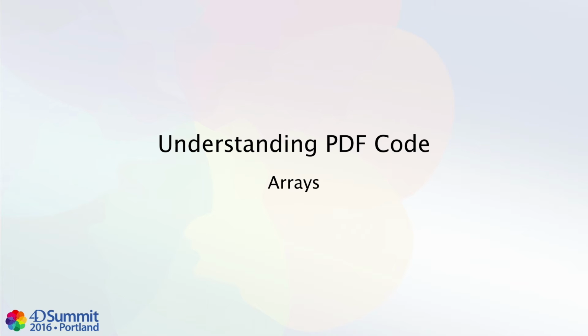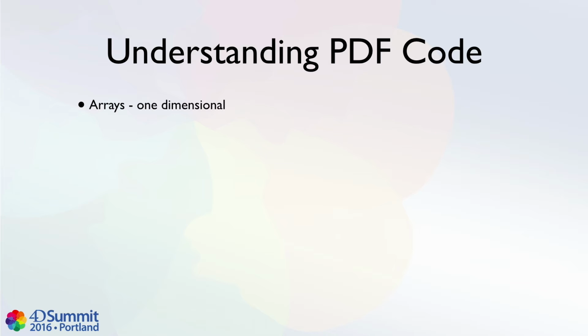PDF also has arrays. Arrays, first of all, are one-dimensional. You don't have any more dimensions. You can't do a two-dimensional array in PDF. They're heterogeneous, which means that you can mix data types. You can have a string, you can have a name, you can have a number, in any order that you want. They start with an open square bracket. Then you put all your information separated by white space, and then a closed bracket.